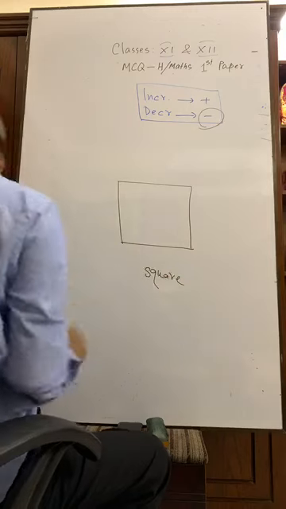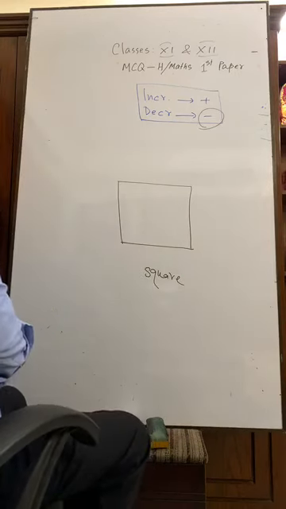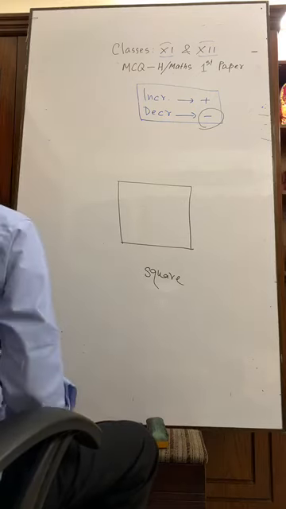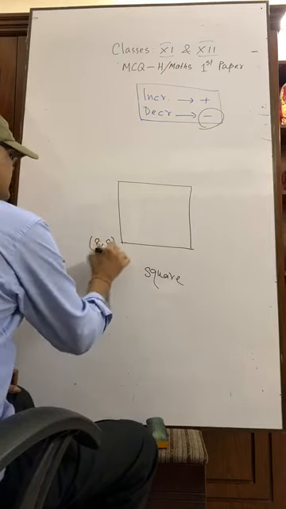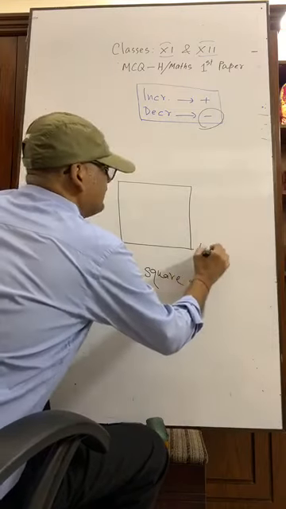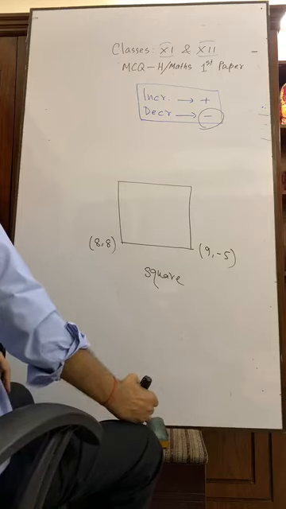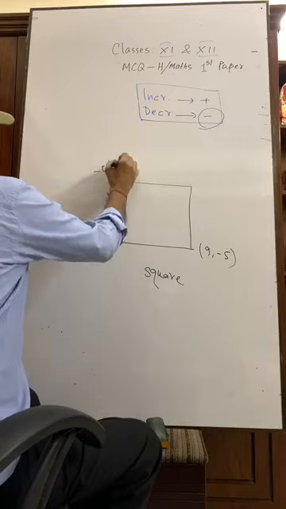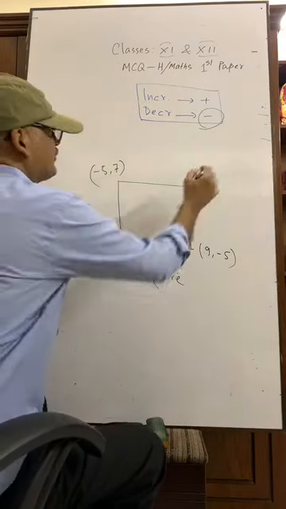This is a square. In your book, suppose I've got a math problem like this: 8, 8, then 9, minus 5, and minus 5, 7. This is a square. We have to determine the fourth vertex.